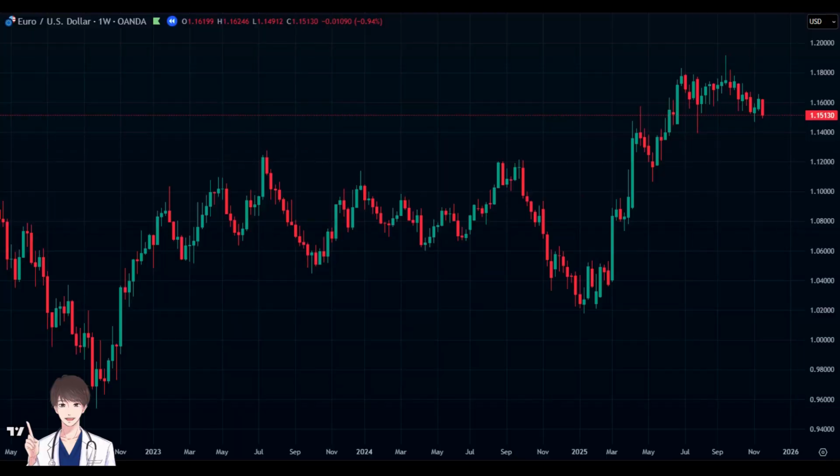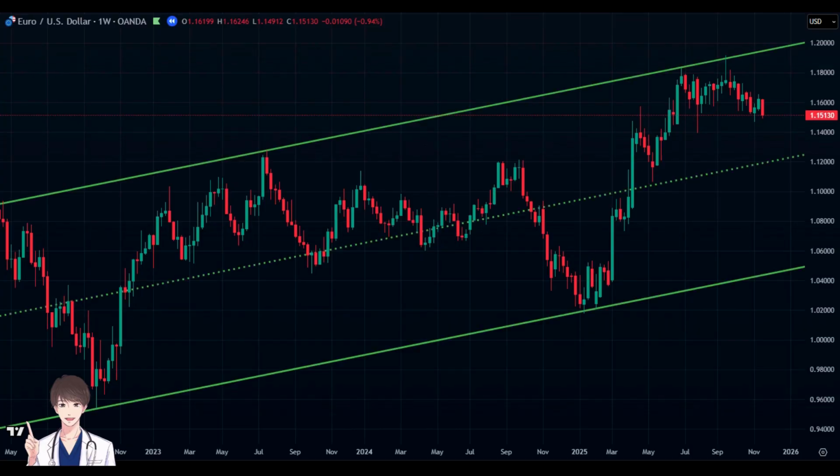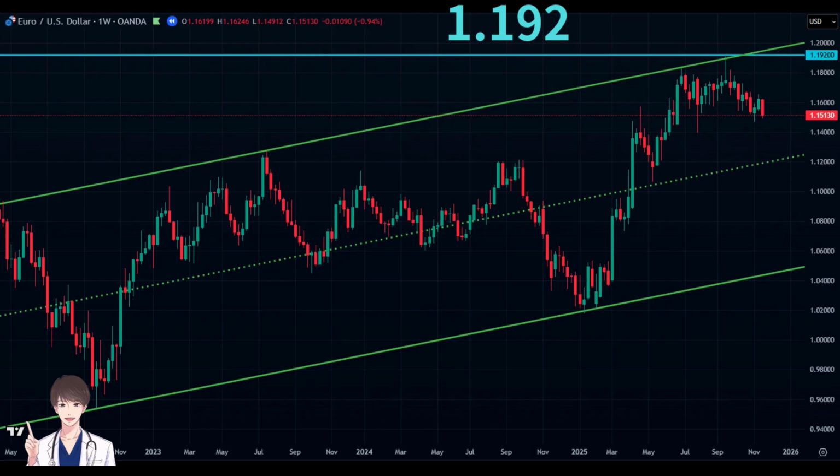Here is the weekly chart of EURUSD. On this time frame, price continues to move within an ascending channel. The pair touched the upper boundary in July and again in September 2025, and has been consolidating since then. To the upside, the September high around 1.192 remains the key resistance level, but given the recent loss of momentum, we should stay cautious about a short-term correction within the broader uptrend.